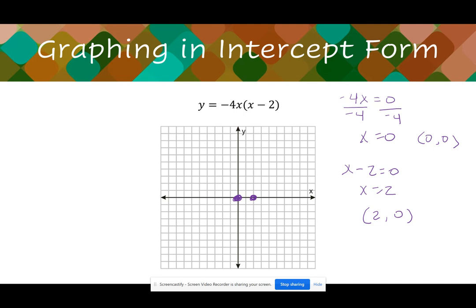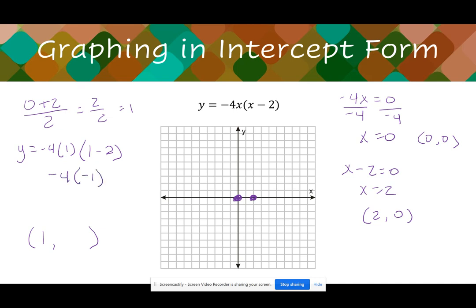Again, we can see that 1 is in the middle, or you can do 0 plus 2 divided by 2, which gives you 1. So we're going to plug in 1 because our vertex is now (1, something). So we have negative 4 times 1 times (1 minus 2). So negative 4 times negative 1 is positive 4. So we have (1, 4). And it makes sense because we have this negative sign in front, so our parabola opens downwards.